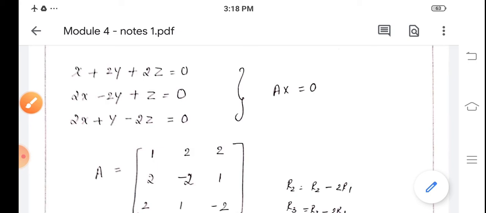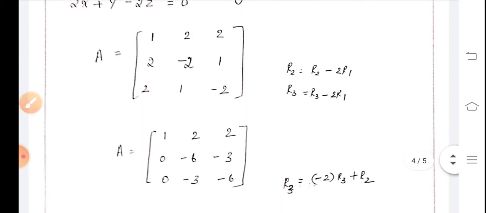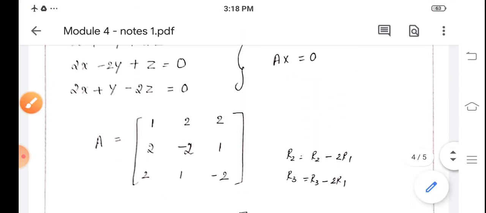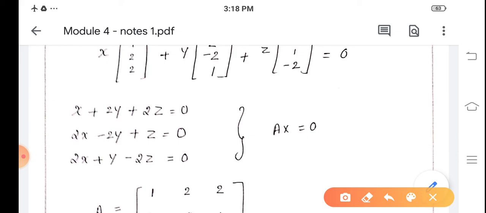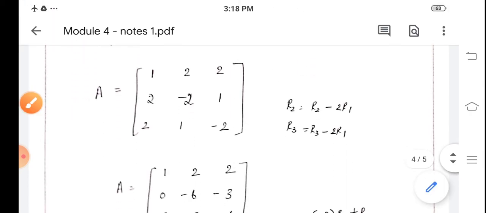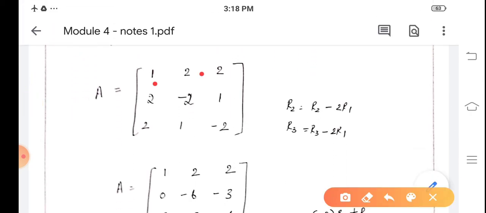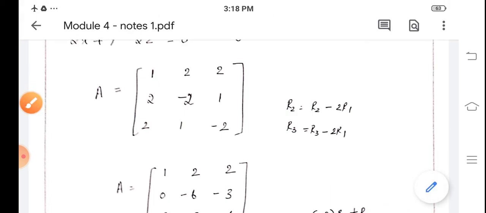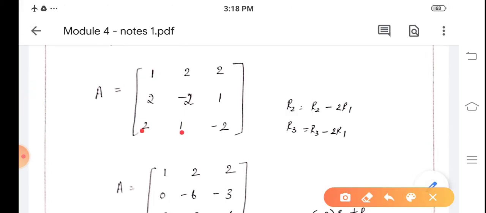It is of the form AX equal to 0. So here we can find whether the system of equations is linearly dependent or not. To find whether it is linearly dependent or independent, I will take the coefficient matrix, that is A, equal to: the first row is 1, 2, 2, the second row is 2, -2, 1, and the third row is 2, 1, -2.